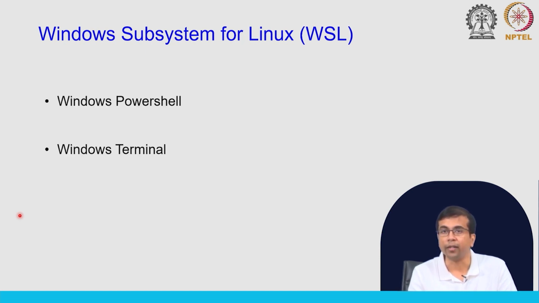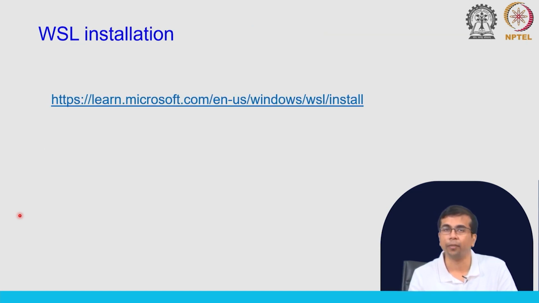To run this we would have to use something called Windows PowerShell or Windows Terminal. You can simply search and install it from the apps, and once you run this you can then install the Windows Subsystem for Linux. For installation please have a look at this link. You have detailed instructions on how to do this. It is actually very simple in newer systems.